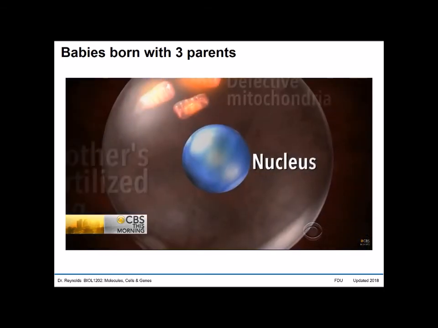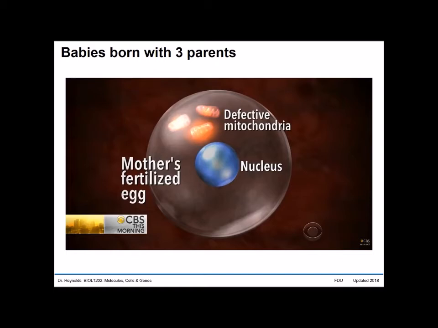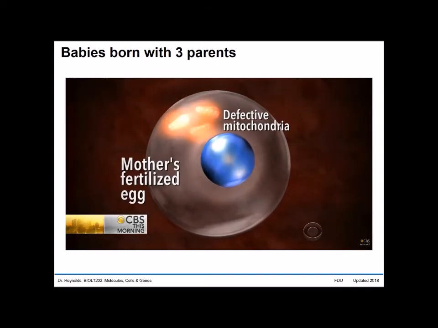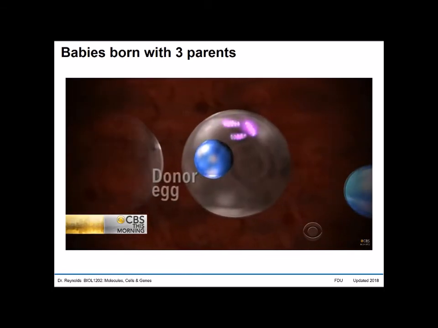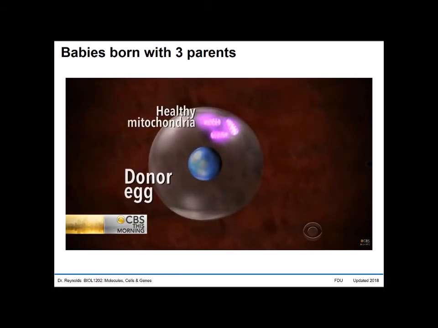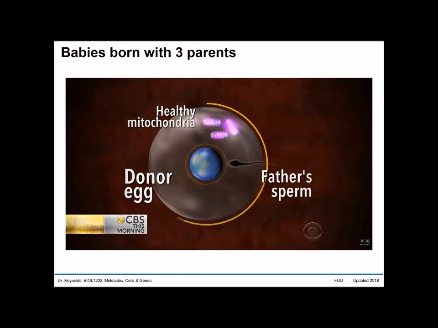The procedure would help mothers whose eggs have a healthy nucleus but are surrounded by defective mitochondria, the little batteries that power cells. That nucleus is transferred to a donor egg with healthy mitochondria. An embryo produced with that hybrid egg would contain DNA from the mother and the father, plus a tiny amount from the egg donor. It's this 3-parent child that poses the ethical dilemma.